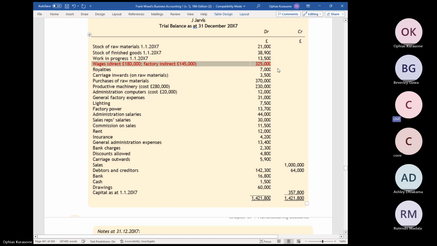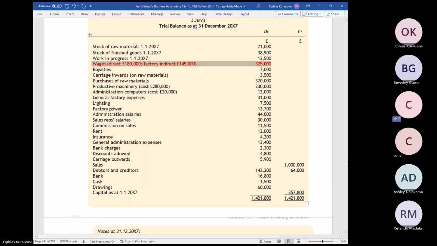Productive machinery cost 280,000 and then on the debit side there is 230,000 in brackets. It means there is something wrong with this one. Adjustment. Alright, let's go forward.